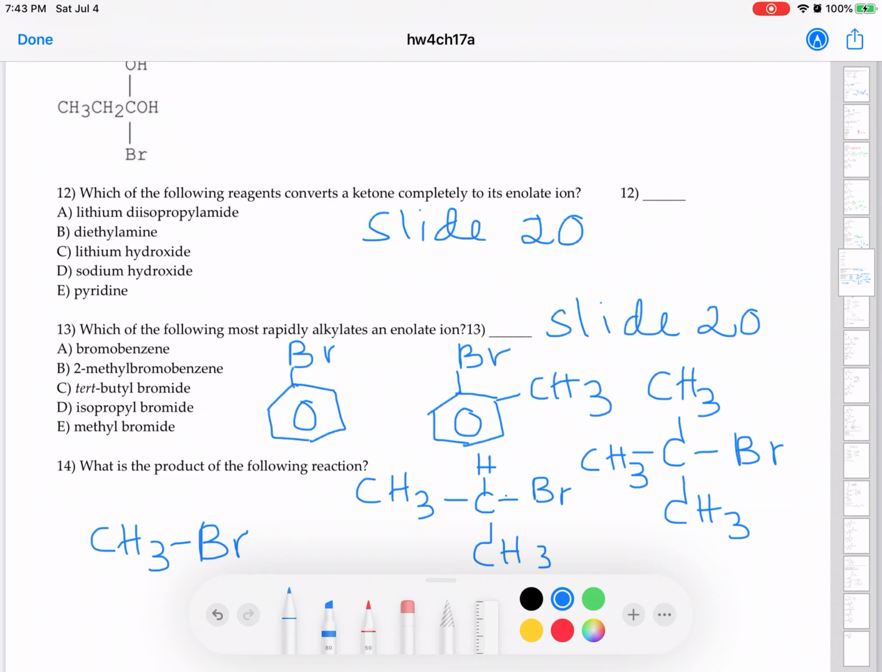I'm still wondering if I wrote the 2-methylbromobenzene correct. I believe so. Bromobenzene, 2-methylbromobenzene, looks like it's correct. Anyway, so methyl bromide is the primary halide, so that will work well with SN2 fashion with the enolate. Okay.